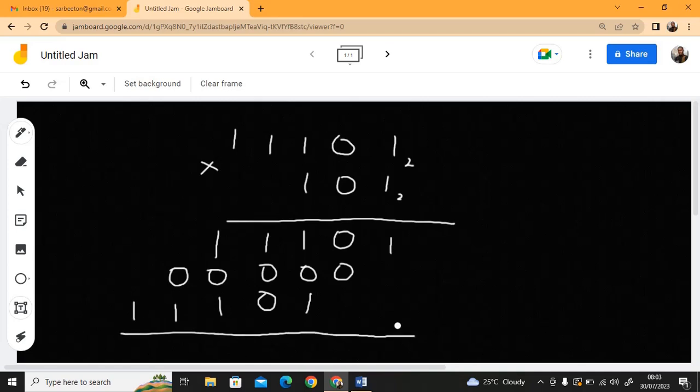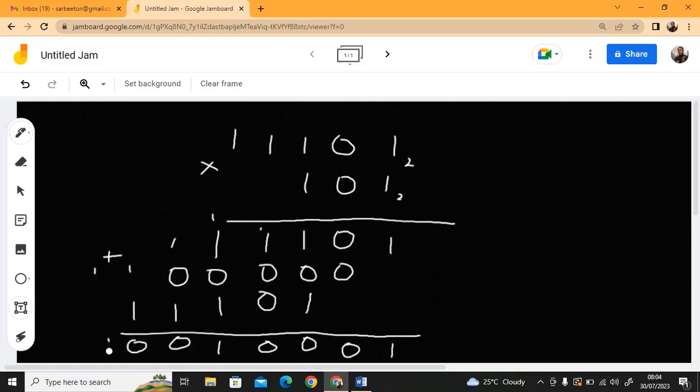So let's add them up together. In base 2, this will be 1. This will be 0. 1 plus 1 is 2. 2 goes in 2, that is 1, remainder 0. 1 plus 1 is 2. 2 goes in 2, that is 1, remainder 0. 1 plus 1 plus 1 is 3. 2 goes in 3, that is 1, remainder 1. 1 plus 1 is 2. 2 goes in 2, that is 1, remainder 0. 1 plus 1 is 2. 2 goes in 2, that is 1, remainder 0. 1, remainder 0.